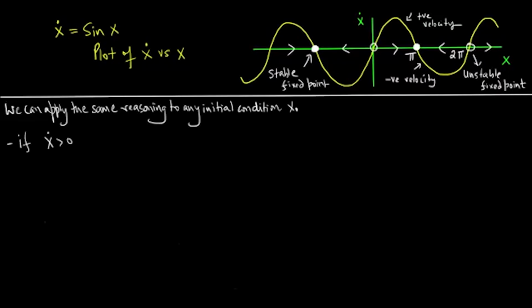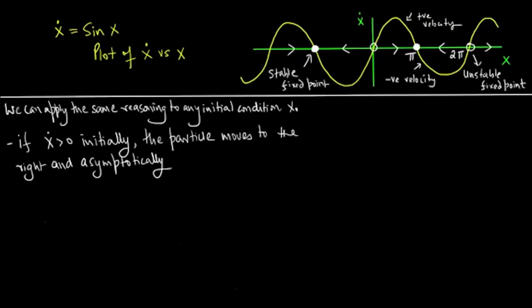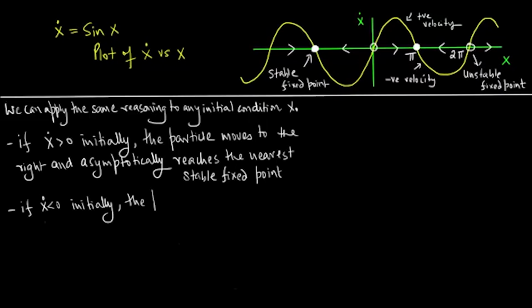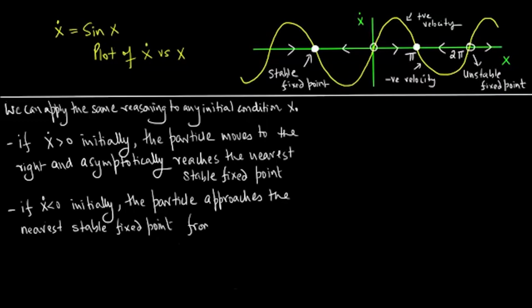If x dot is greater than 0 initially, the particle moves to the right and asymptotically reaches the nearest stable fixed point. If x dot is less than 0 initially, the particle approaches the nearest stable fixed point from its left. And if x dot is equal to 0, then x remains constant.